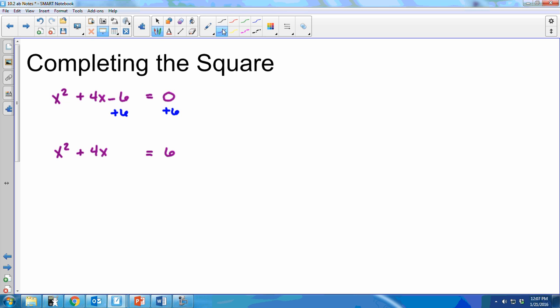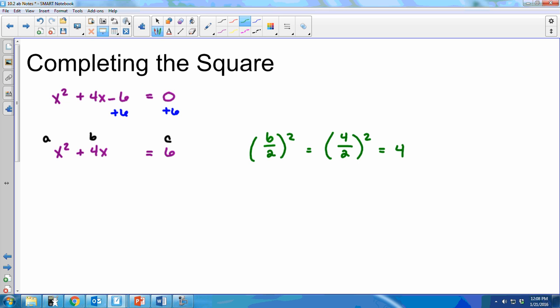All right, step 2. Find 1/2 of b and square it. B over 2 squared. So this would be a, the number in front of x squared. B is the number in front of x. And then this would be c. So if I'm going to do b divided by 2 squared, what is b? 4. 4 divided by 2 is 2, and 2 squared happens to also be 4.